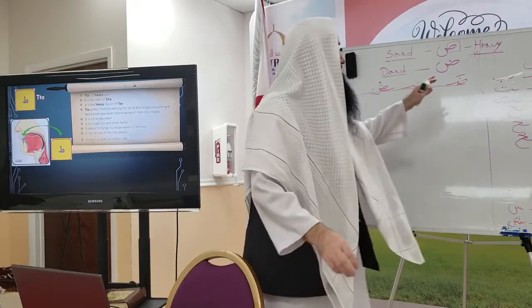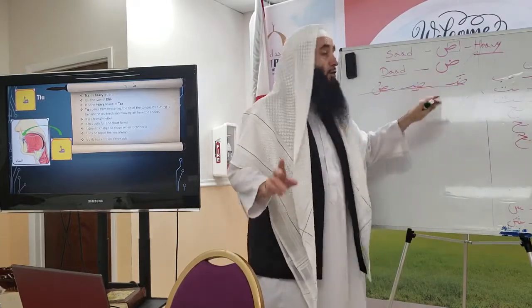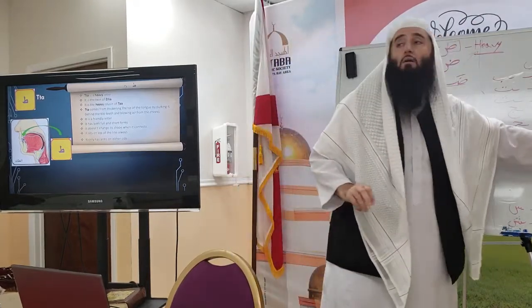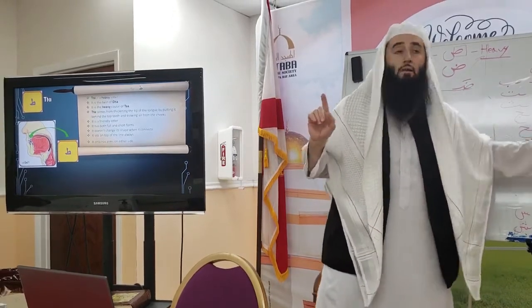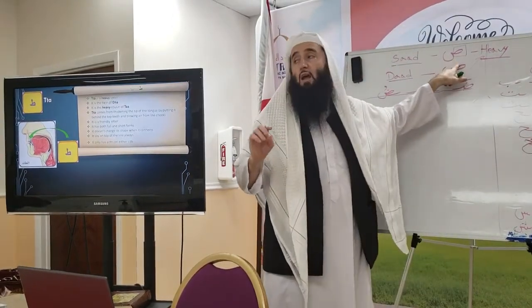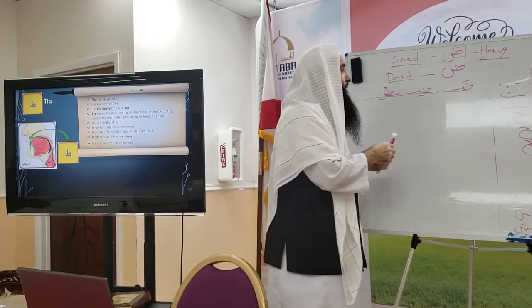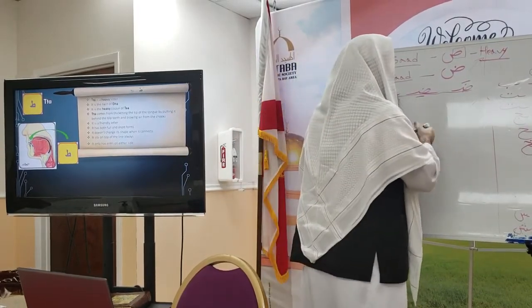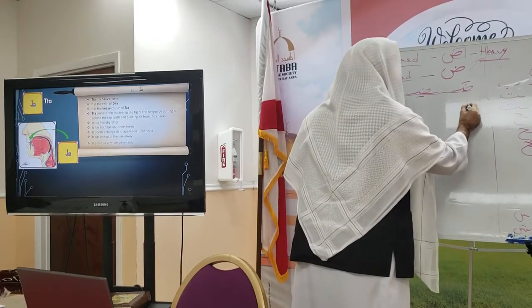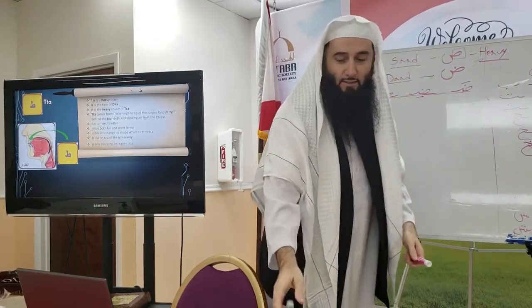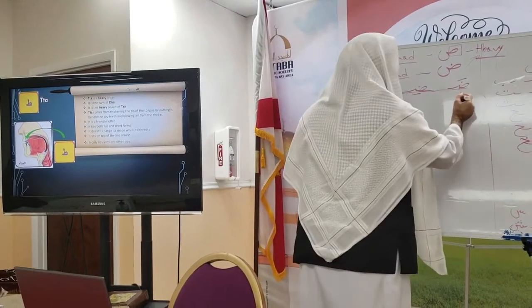Next one. Ta. This is also a heavy letter. So we have one heavy letter, kha, yes? Sad, heavy, sa, dad, heavy, ba. Now we have another heavy letter here. And that's the letter.